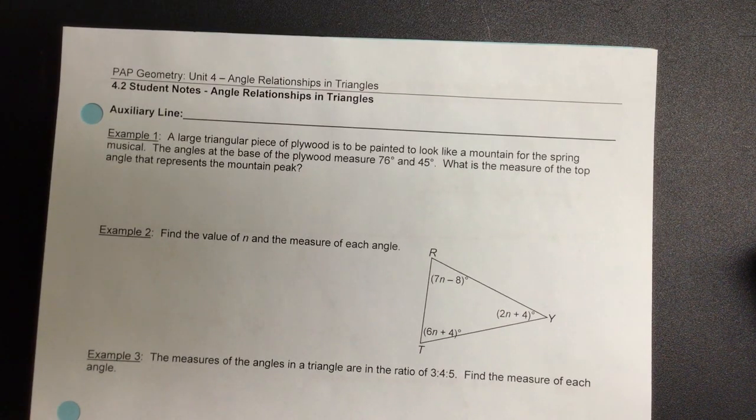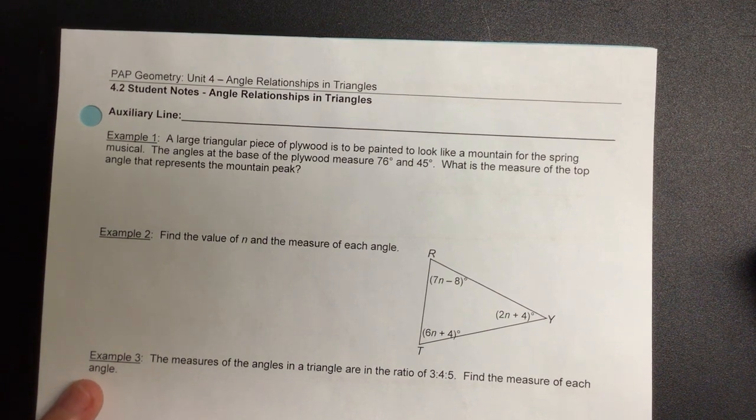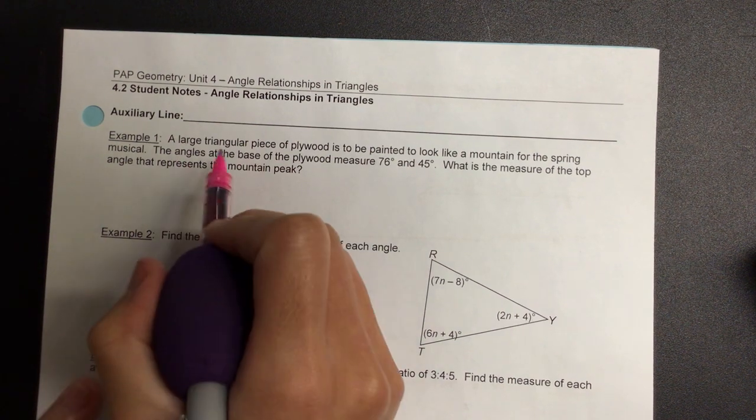A large triangular piece of plywood is to be painted to look like a mountain for the spring musical. The angles at the base of the plywood measure 76 degrees and 45 degrees. What is the measure of the top angle that represents the mountain peak?